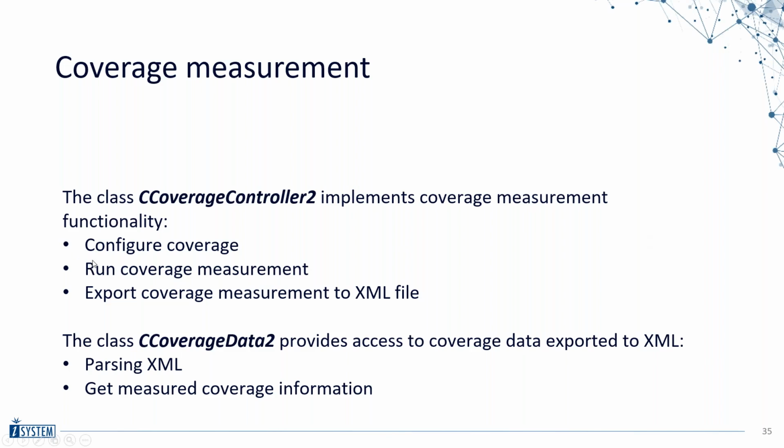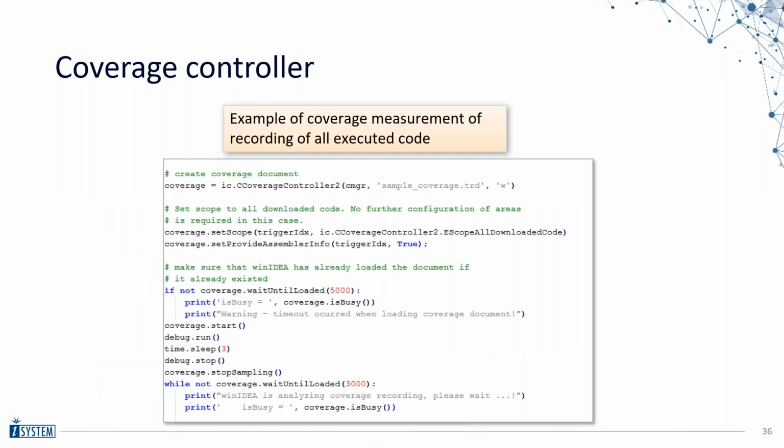We will configure the coverage measurement. For instance, what is the range of coverage measurement, what is our interest. Then we can run coverage measurement. At the end, we store the measurement. And with the coverage data controller, we will analyze the coverage measurement. We will parse the stored XML file and we can print out the details. This is a short example of this controller.